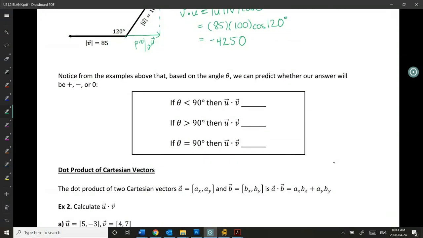Okay, so that brings us to a little summary. So what we've just seen above is that in our examples, the dot product can be positive, negative, or zero. And we can actually predict whether it will be each of these things based on the angle theta. So if theta is less than 90 degrees, we will get a resulting positive answer. If theta is greater than 90 degrees, we will get a resulting negative answer from our dot product. And if it's equal to 90, we're going to get an answer of 0 because there's no components that are working in the direction of the other vector.